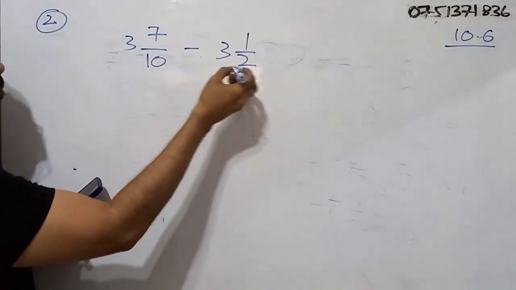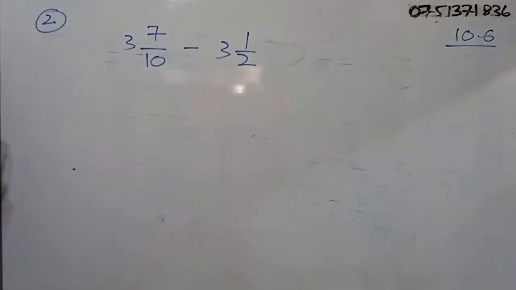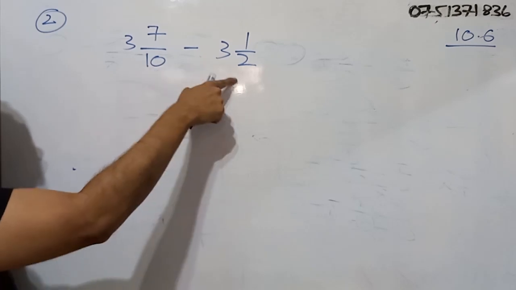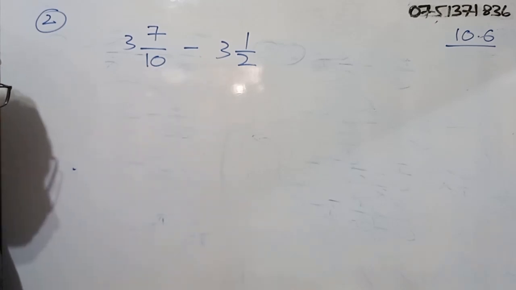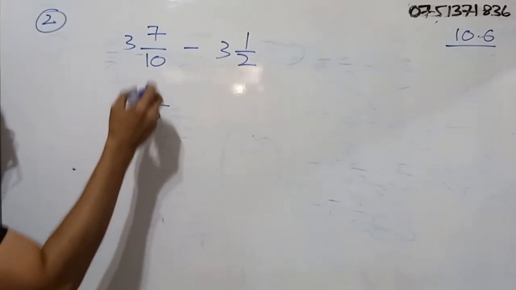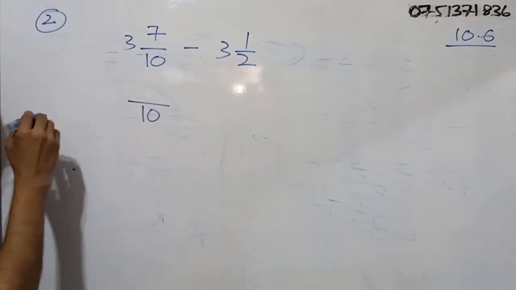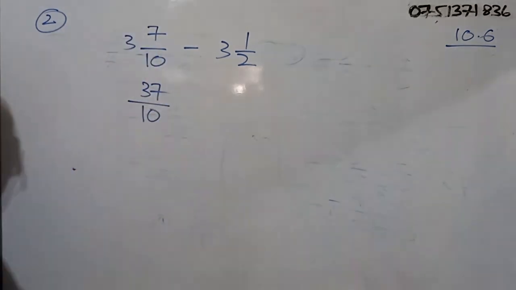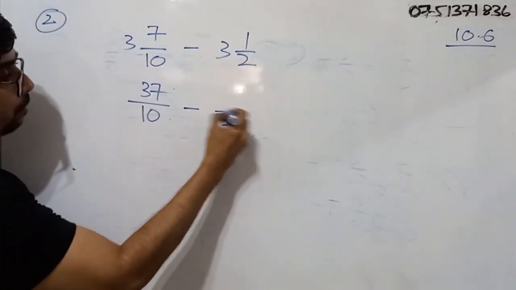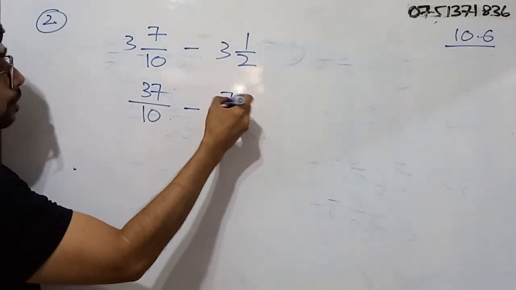So the remaining distance she walked. So what do we have to do? We have to subtract 3.5 kilometers from this value, right? Okay, this subtraction I will do by converting each of these mixed numbers into what? Improper fractions. So here the denominator will be 10. What will be the numerator? 10 into 3, 30. 30 plus 7, 37. So 37 by 10 minus, here denominator will be 2. What will be the numerator? 2 into 3, 6. Add the 1, it becomes 7.